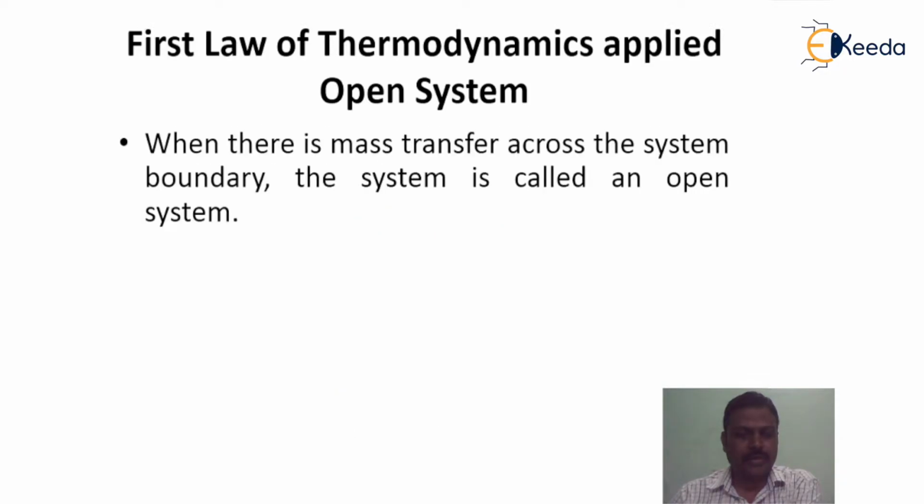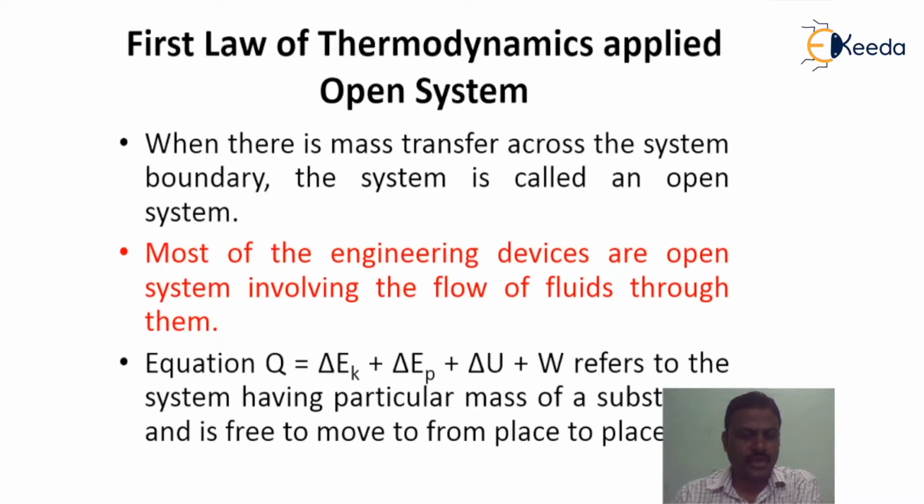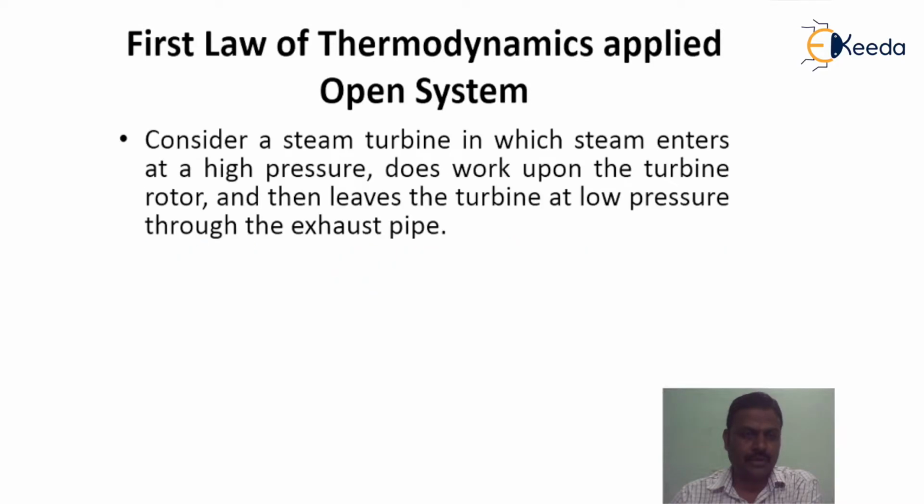When there is mass transfer across the system boundary, the system is called an open system. Most engineering devices are open systems involving the flow of fluids through them. The equation Q equal to delta Ek plus delta Ep plus delta U plus W refers to a system having a particular mass of substance that is free to move from place to place.